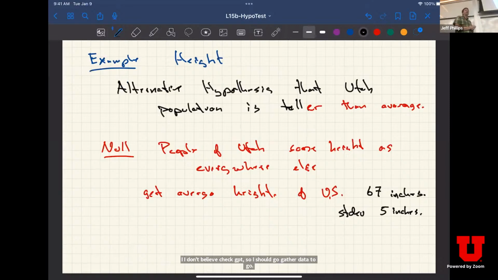Okay, in this case, we're gathering data from across the whole US, and maybe there has never been data collected in the state of Utah about this before, which is not true. If you look up, I think Utah is actually the second tallest state on average. So this is kind of a relevant question, I guess.